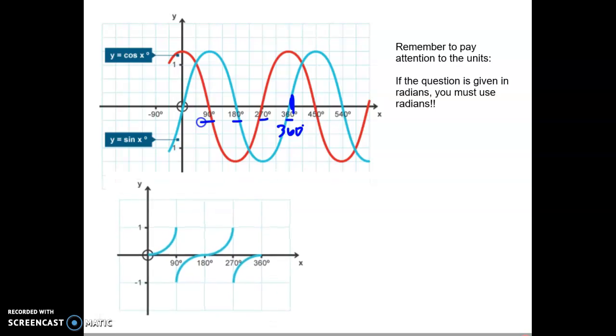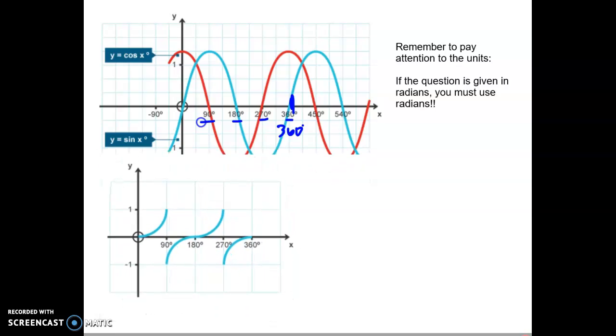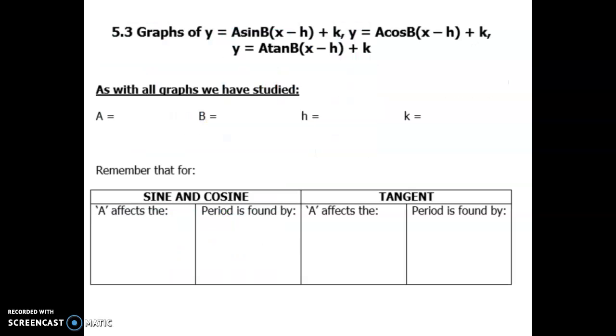I have one here of tan as well. Same thing. This one here has 180 degrees as the period. Remember that you have asymptotes at 90 and 270, and then your graph hugs your asymptotes. So it's so important that you remember what your original graphs look like before getting into this stuff.